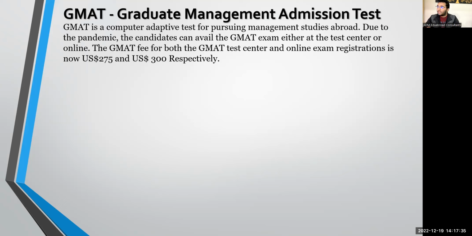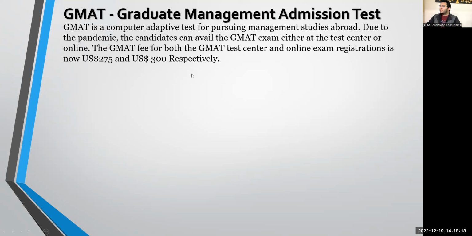Previously it was only offline, where you had to go to the test center and then give the exam. But as you all know, during the pandemic, people were not able to access remote locations, so the organization made this change. There isn't much significant difference in both the modes. The only differences are somewhat in the time limit, and secondly, the fees. The fee for the GMAT exam in offline mode at a test center is $275. And if you are opting for online mode, then it is $300.